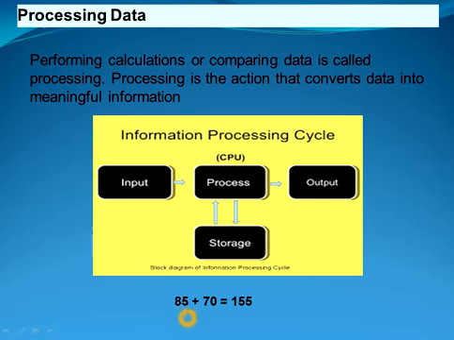For example, you want to add two numbers, 85 and 70. So 85 and 70 both act as an input for a computer, and the addition function plus is basically a processing action for a computer, and the output, which is 155, appears as an output after processing by the CPU.